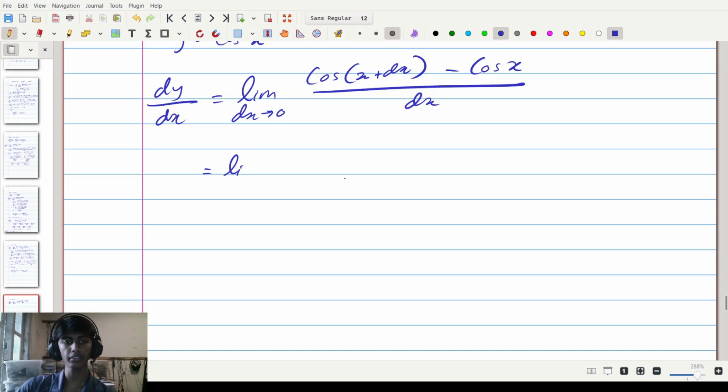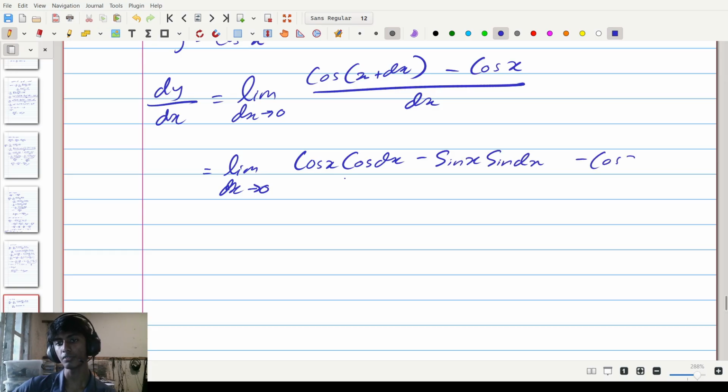So here what we have is the limit as dx approaches 0, and here we have the cosine of x plus dx. Recall that cosine of a plus b was cos a cos b minus sin a sin b. Therefore the cosine of x plus dx would be the cosine of x times the cosine of dx minus the sine of x times the sine of dx. And then we have another minus cosine of x over here all over dx.